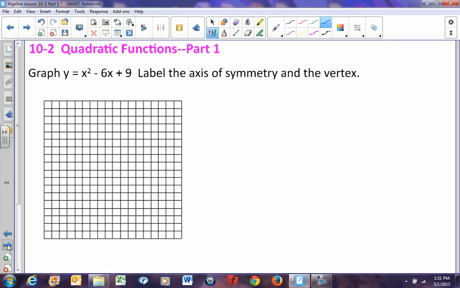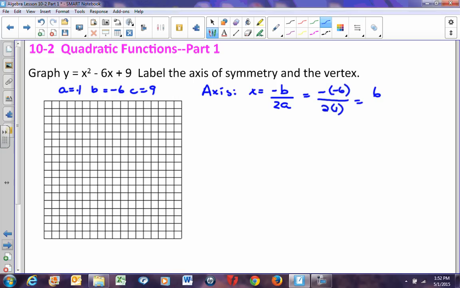So the first thing we need to find is the axis of symmetry. Okay, so my axis of symmetry is going to be x equals negative b over 2a. And if it helps, a equals 1 in this case, b equals negative 6, and c equals 9. So negative b, so negative 6 over 2 times 1, which is going to be 6 over 2, which is 3. So my axis of symmetry is 3.